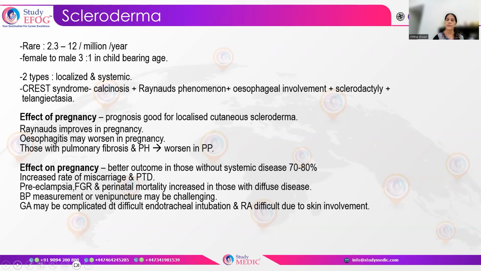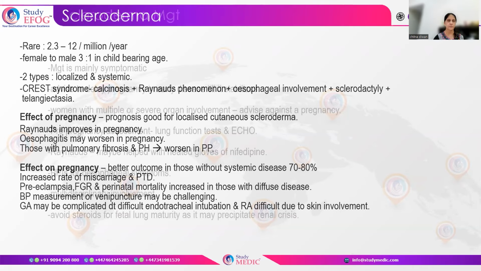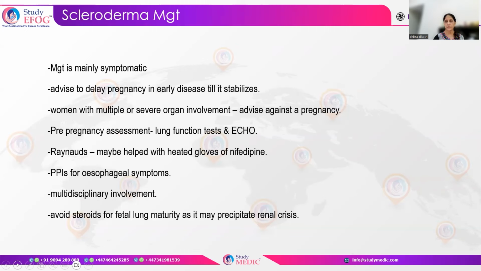GA or general anesthesia can be complicated because endotracheal intubation is difficult and giving regional anesthesia is also difficult due to skin involvement.